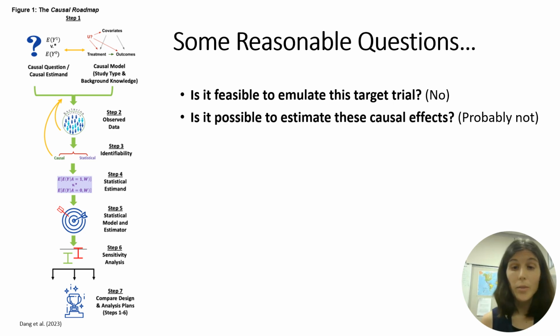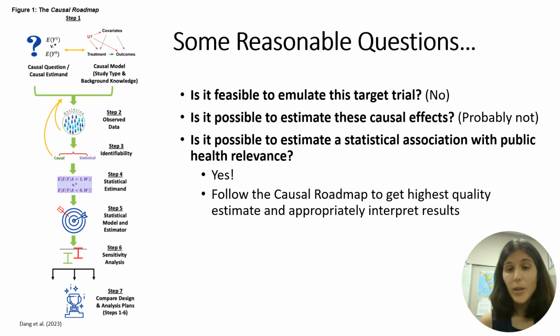Nonetheless, we still might ask, well, is it possible to estimate these causal effects? That is, would it be possible to estimate what the relative risk would be if someone's antibodies were set to a certain level compared to another level? And again, we probably can't actually estimate that causal effect because of the assumptions that we're going to talk about going forward. Nonetheless, we can still ask, is it possible to estimate a statistical association with public health relevance?